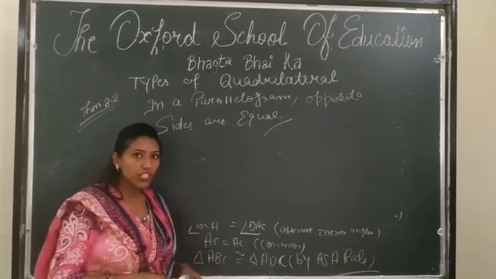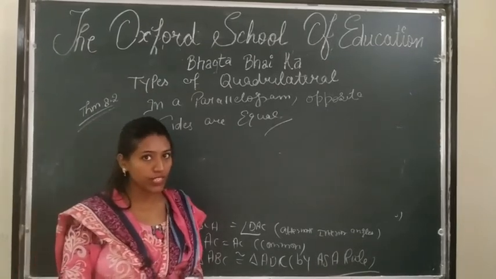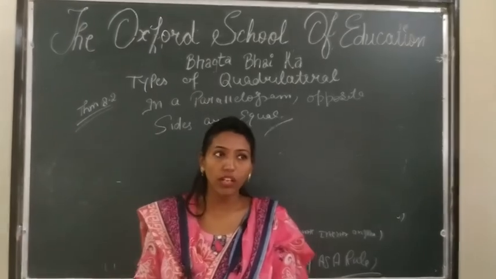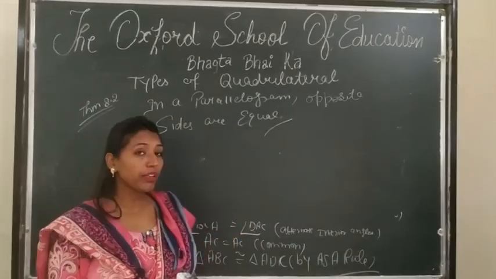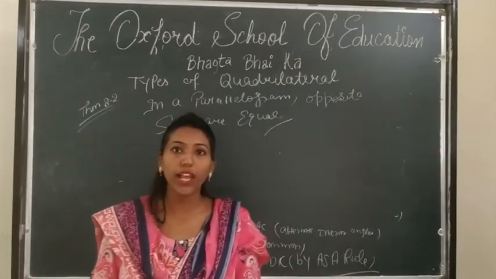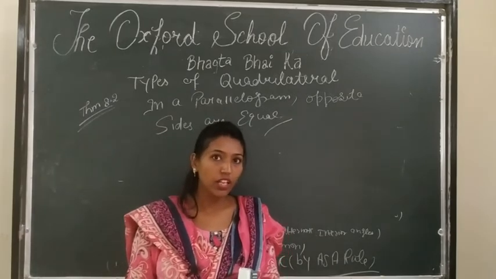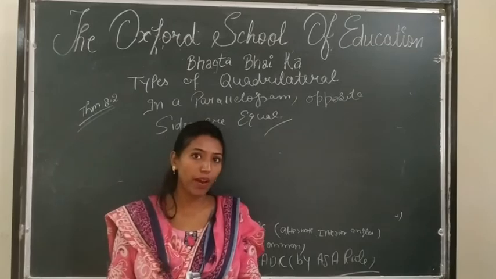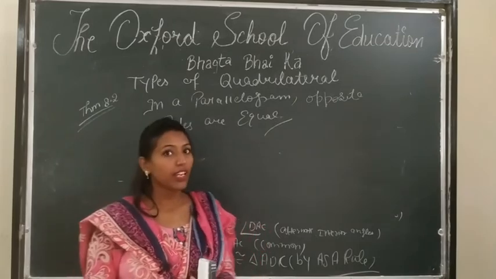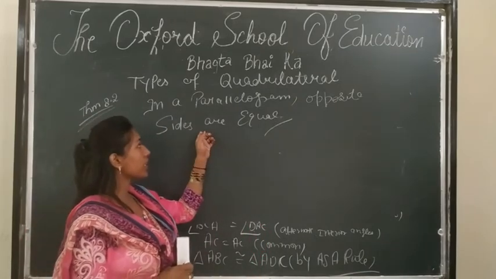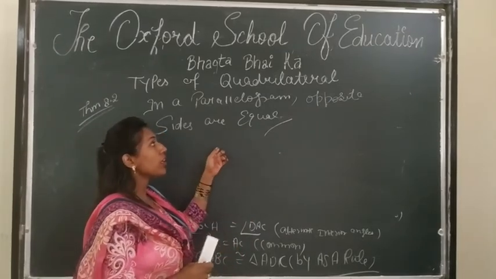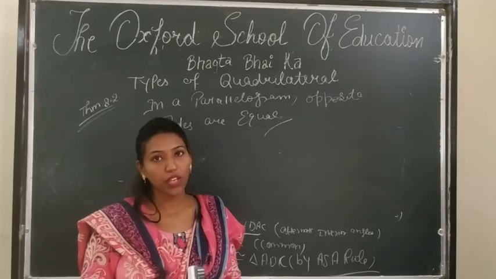The proof of this theorem you will do by yourself. I give you a hint. First of all, draw a parallelogram and a diagonal, then prove that the two triangles are congruent to each other, then use the corresponding parts of congruent triangles, and you will have the result that opposite sides are equal in a parallelogram. So do the proof of this theorem yourself. So thank you students.